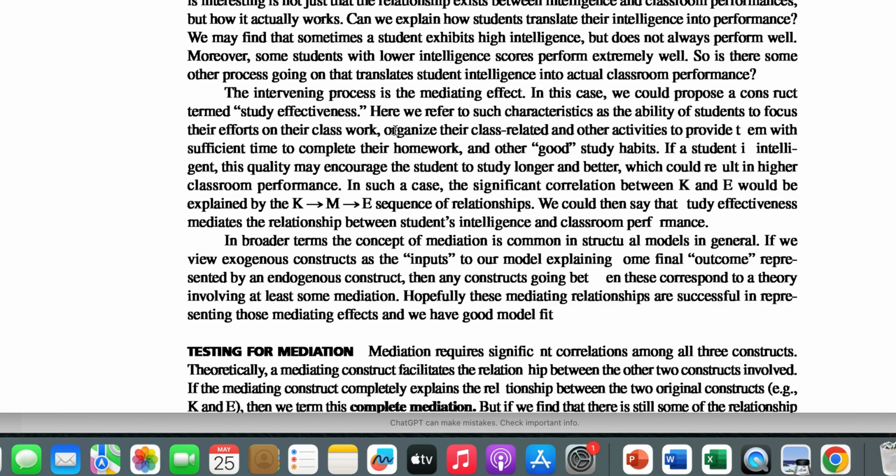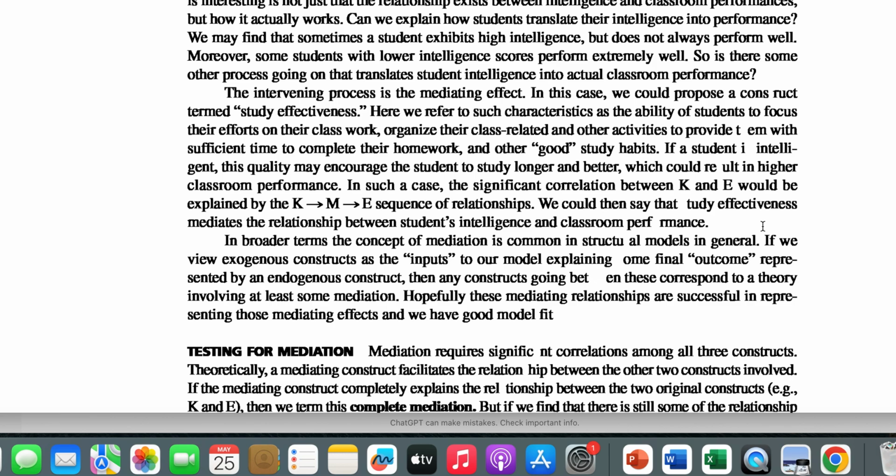In such a case, the significant correlation between K and E would be explained by the K to M to E sequence. It's a mediation effect, a sequence of relationships. We could then say that study effectiveness mediates the relationship between the student's intelligence and the classroom performance.